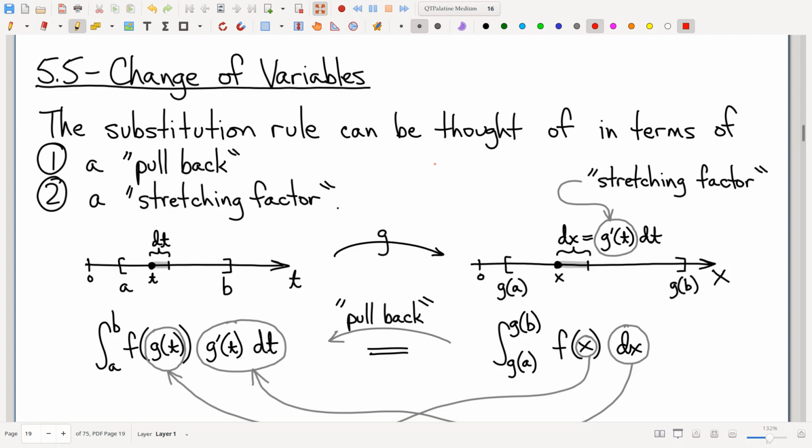So change of variables is a big subject. I like to segue into this by starting with single variable calculus.